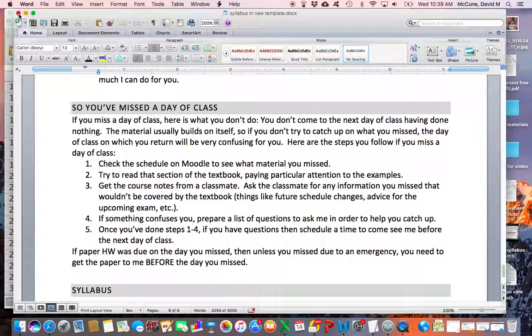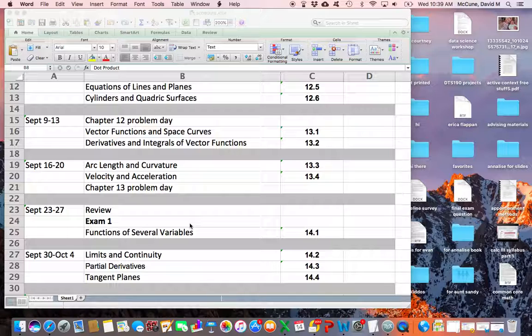Okay, so that's the syllabus, and this is the schedule. Hopefully that is clear, and I'll see you in class on Monday.